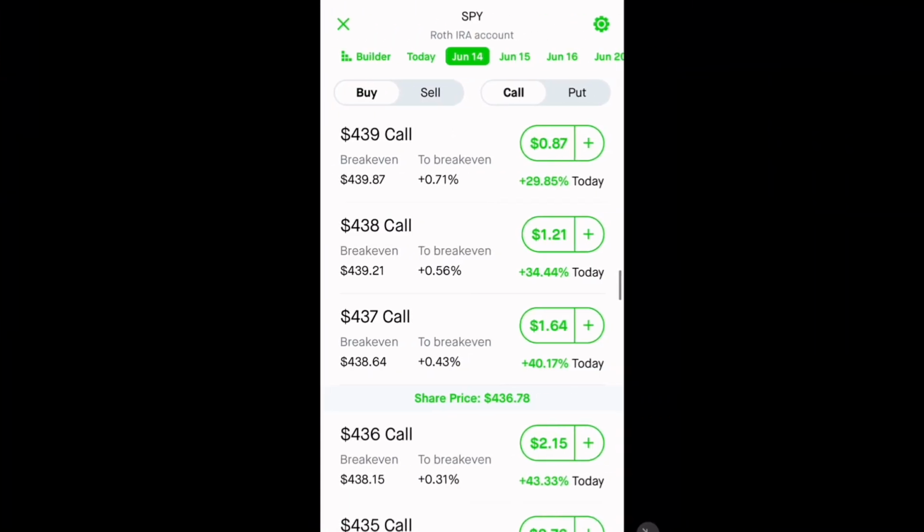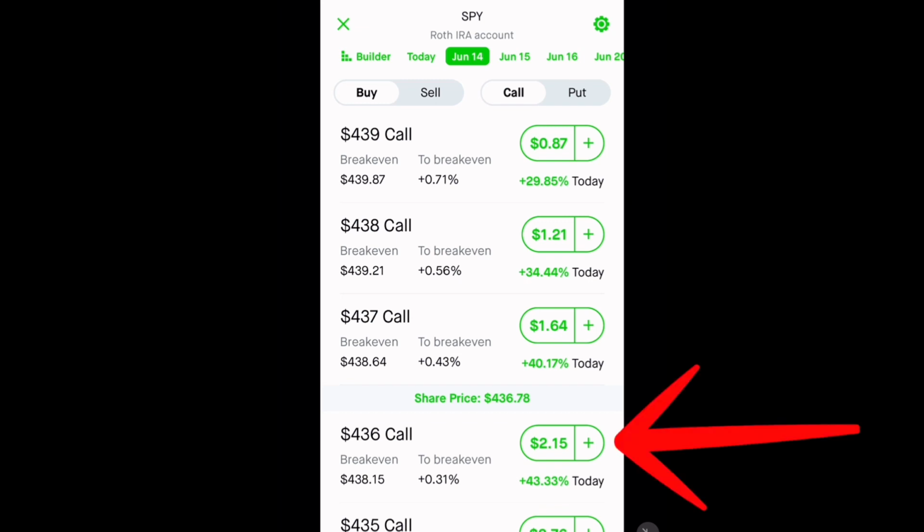at a specific price. Each one of these is a contract. This is the price of each contract. Below it is how much percentage it's gained within the last trading day. Percentage to break even is how much it needs to go up for you to start earning profit. And then it even gives you the break-even price so you can know when you'll break even. Each one of these contracts will make you money if you buy it and the stock goes up.